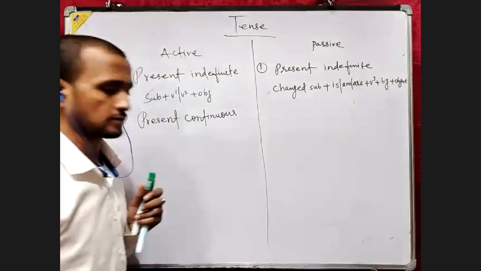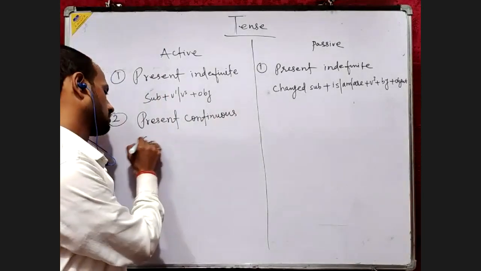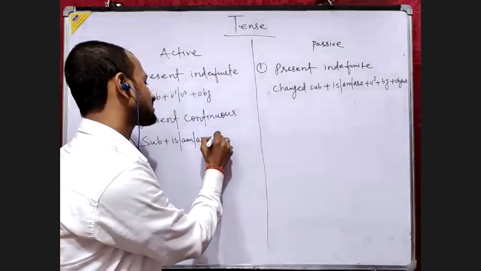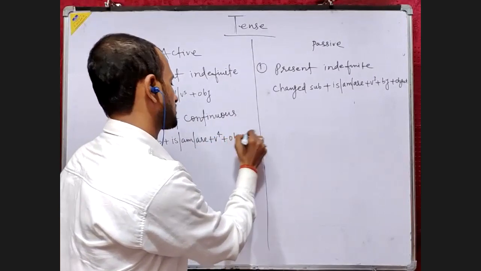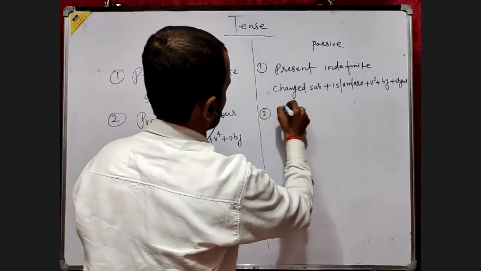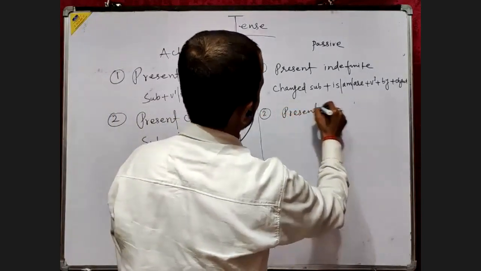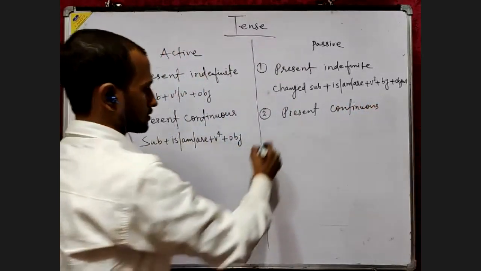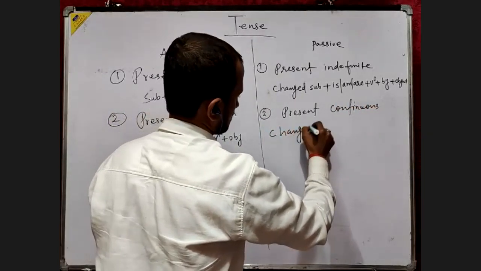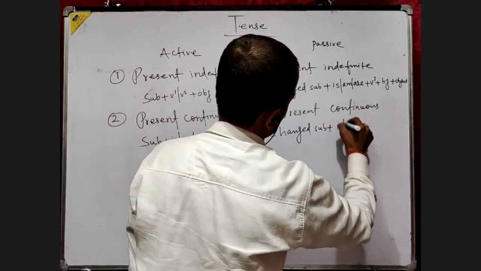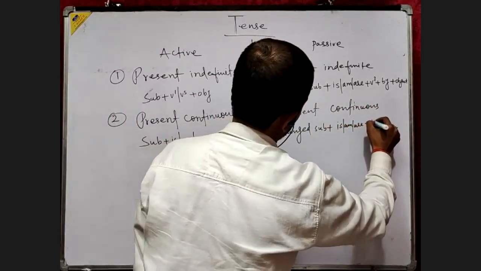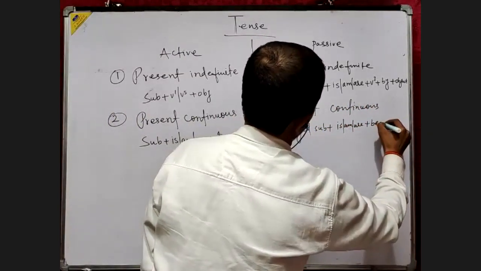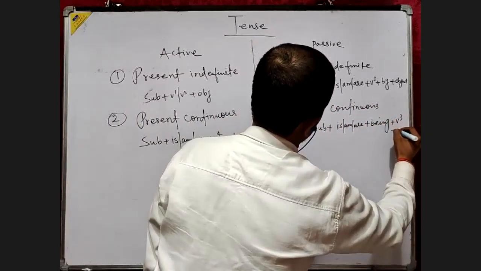What is the structure of present continuous? Subject plus is, am, are plus V4 plus object plus remaining part. Yes. What will be passive of present continuous? Changed subject plus is, am, are plus being plus V3 plus by plus object.